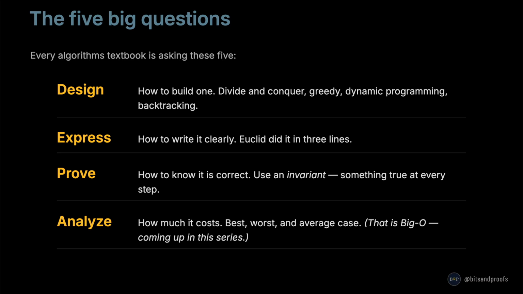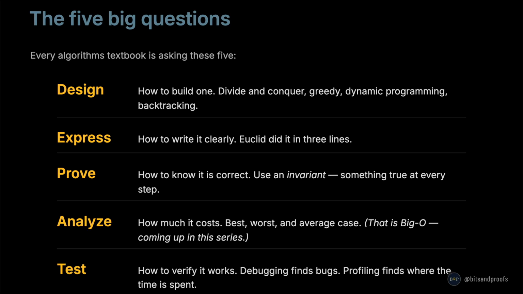Question 4. Analyze. What do they cost? Euclid runs in O of log n steps. Best, worst, and average case. This is where Big O comes from, coming in future episodes in this playlist. Question 5. Test. Debugging finds bugs. Profiling finds where the time actually goes. 2 different tools, 2 different jobs.